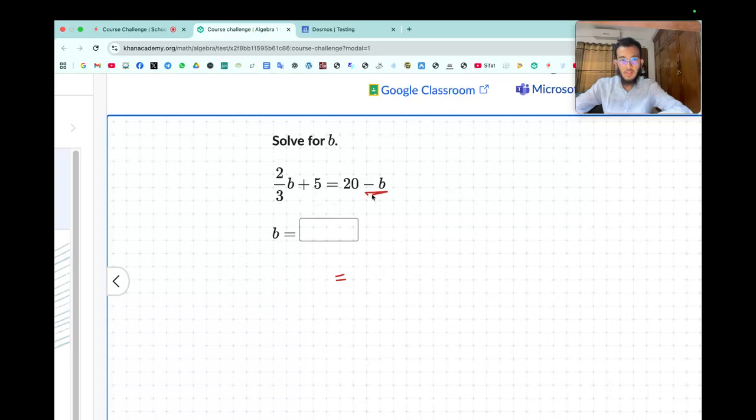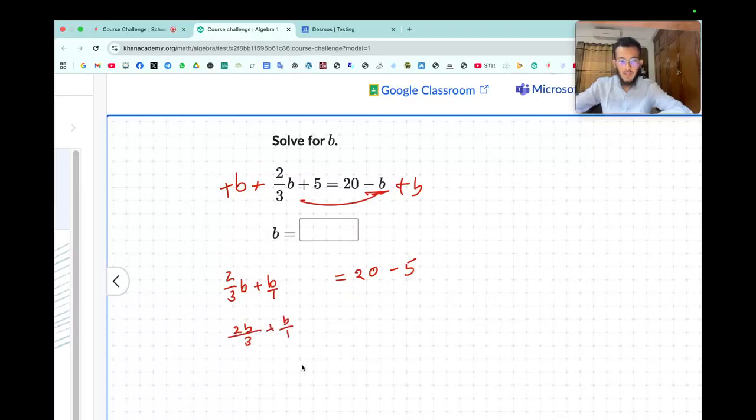Let's bring the b to this side by adding plus b to both sides. So if we do so, we have 2/3 b plus b equals 20 minus 5. And now we have to perform LCM. So 2b upon 3 plus b upon 1.